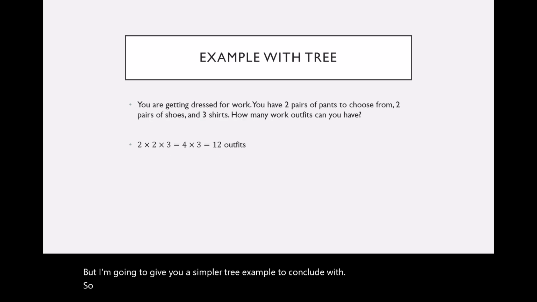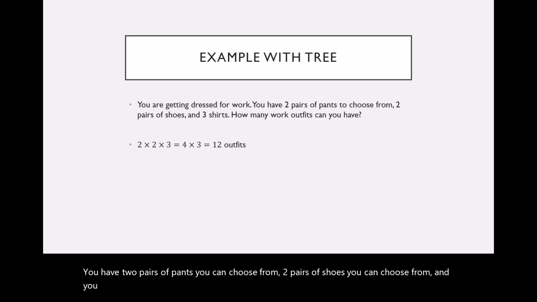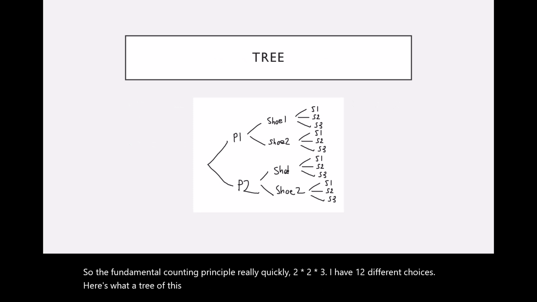So you're getting dressed for work. You have 2 pairs of pants you can choose from, 2 pairs of shoes you can choose from, and you have 3 shirts to choose from. How many work outfits could you have? So fundamental counting principle, really quickly, 2 times 2 times 3, I have 12 different choices. Here's what a tree of this would look like.